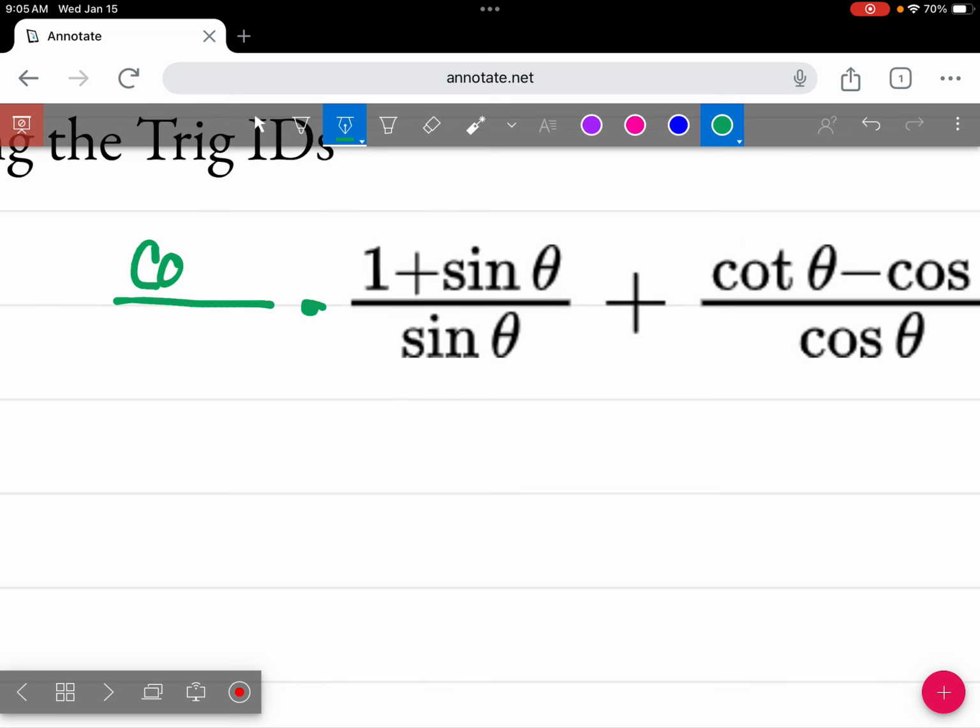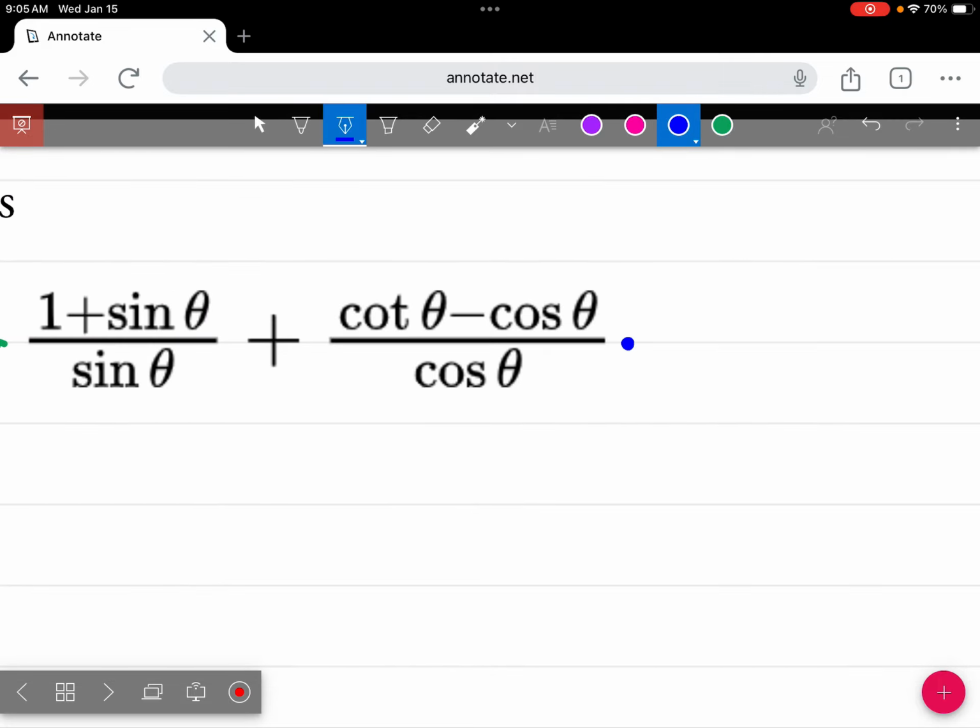Yeah, cosine of theta over cosine. I can multiply it by 1. It's a weird looking 1, but it's a 1. What do we need to multiply this side by? Sine over sine. Sine of theta over sine of theta.